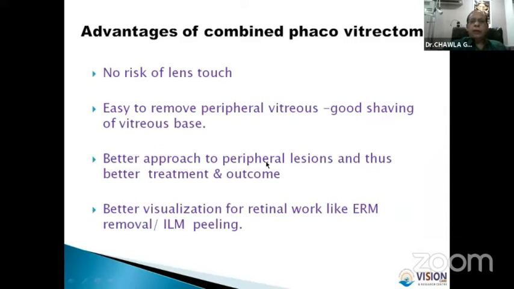The advantage of combined phaco surgery is that there is no risk of lens touch because we have already removed it. It is easy to remove the peripheral vitreous. We can have a very good shaving of the vitreous base, and we can approach the peripheral region, so we can see all the lesions and give better treatment to them. If we are working on the posterior pole, having ERM or ILM peeling to do, then having clear media gives you better visualization.